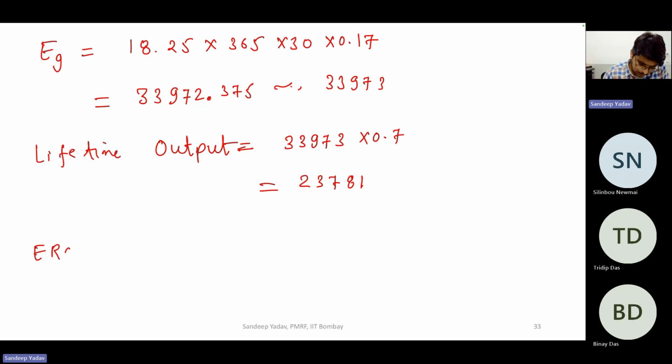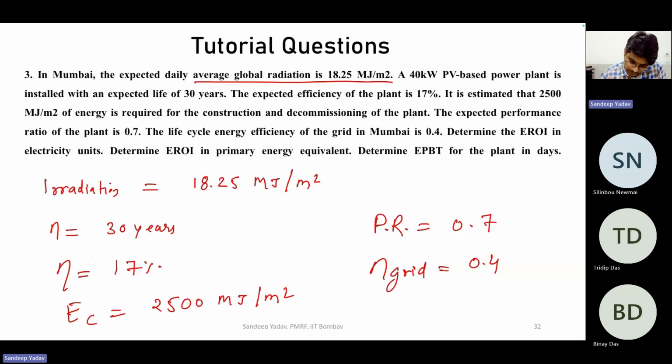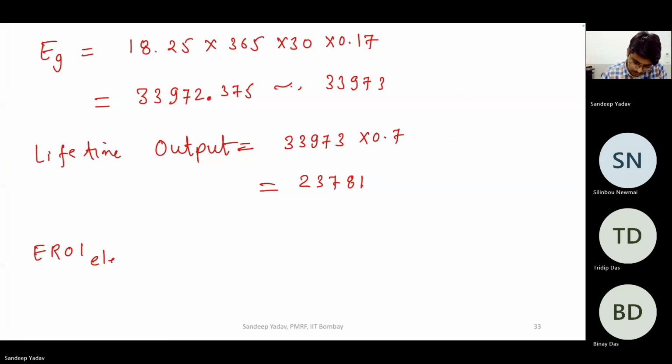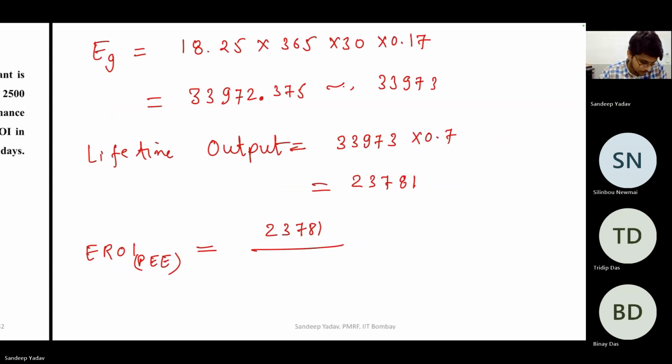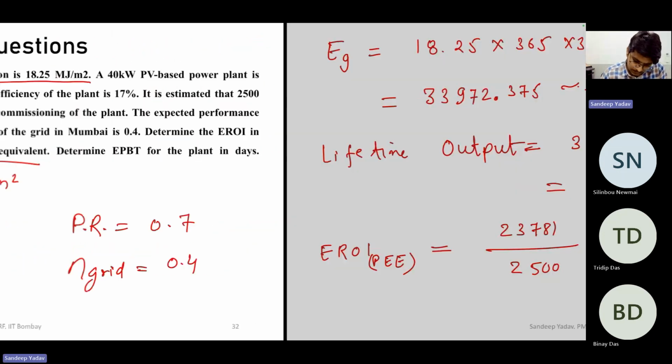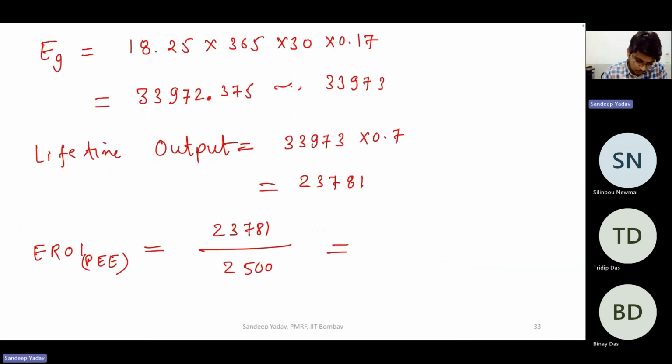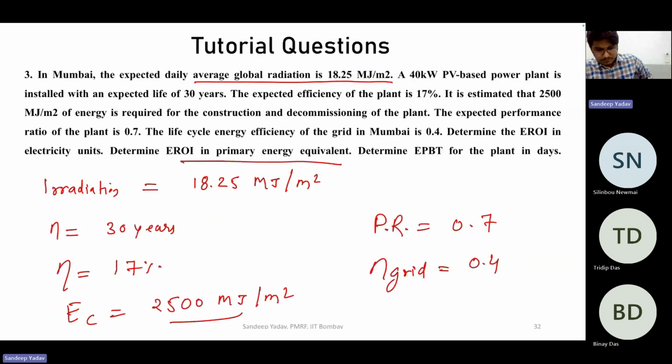We can calculate the EROI. That's the first thing that's asked. The primary energy equivalent. We can calculate EROI primary energy equivalent, energy PE. That is around 23781 divided by energy consumed, that is 2500, that is given here. That comes out to be 9.512. So first thing, we have just evaluated the energy return on investment in the primary energy equivalent form. Now we'll calculate the energy payback period time for the plant in days.